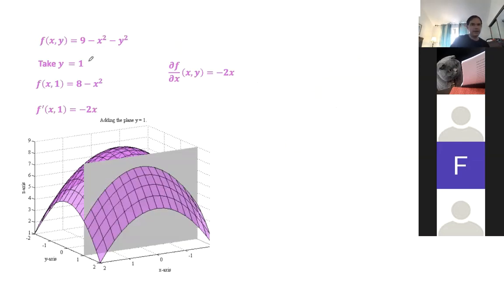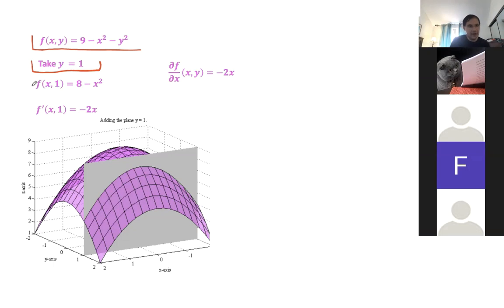So again, the function was this one. That was the function f, 9 minus x squared minus y squared. And let's take y to be equal to 1, for example. Let's take this function f. The graph is shown here. And let's take this point y equals 1, just for a second.